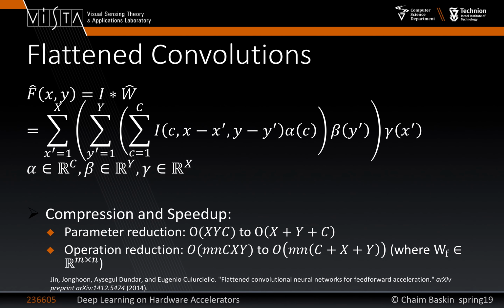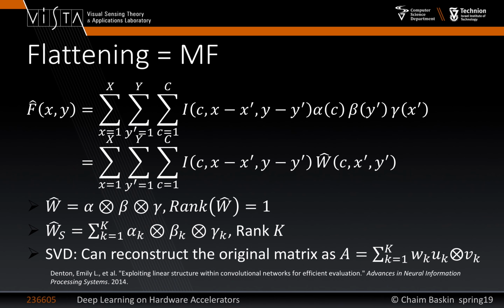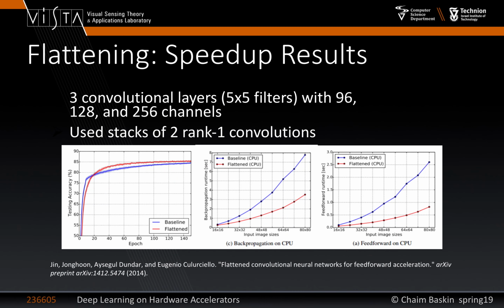The second one is operation reduction. Before we had m by n by c by x by y. Now we have actually only m by n by c plus x plus y, and here instead of multiplying, we are only summing. So we reduce both the parameters and the operations using flattened convolutions. So, flattening speedups.